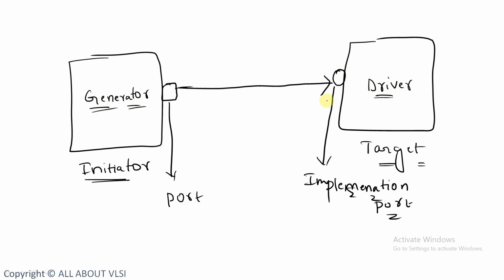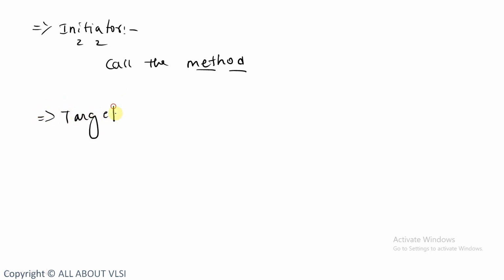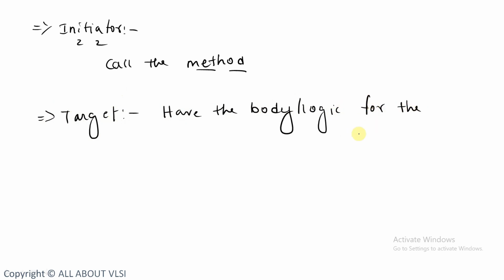Generally, this initiator is just going to call the method, and the method body will be implemented in the target. I will write it down here. The role of the initiator is nothing but to call the method. The method is nothing but a function or a task. And the target is going to have the body, or you can say the logic, for the method.